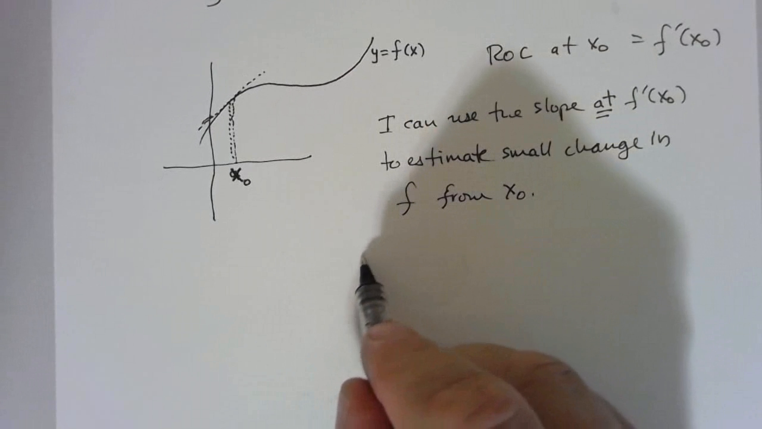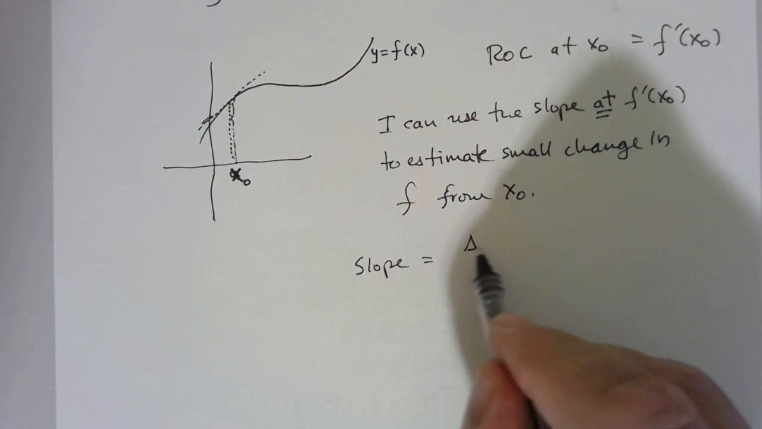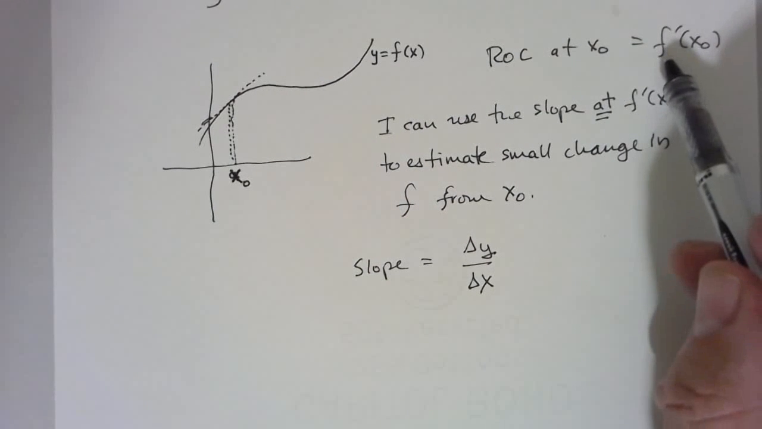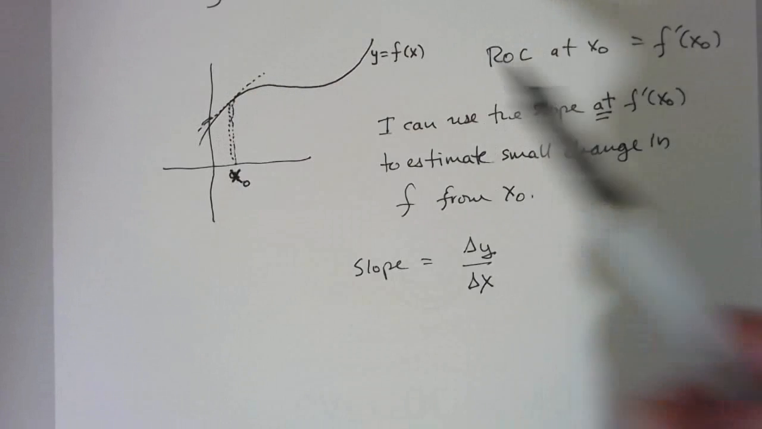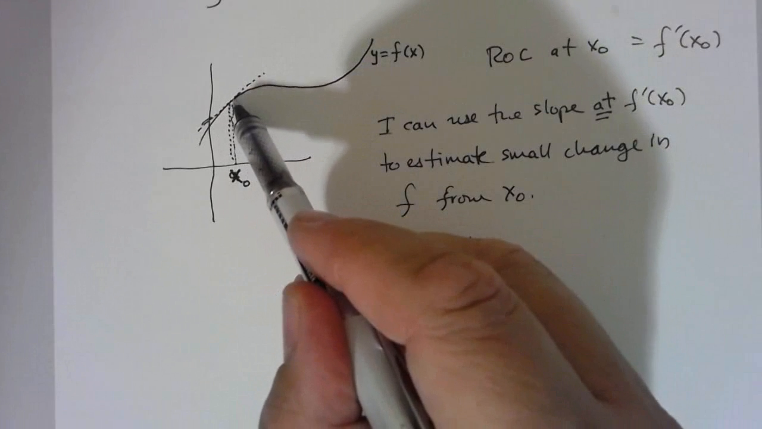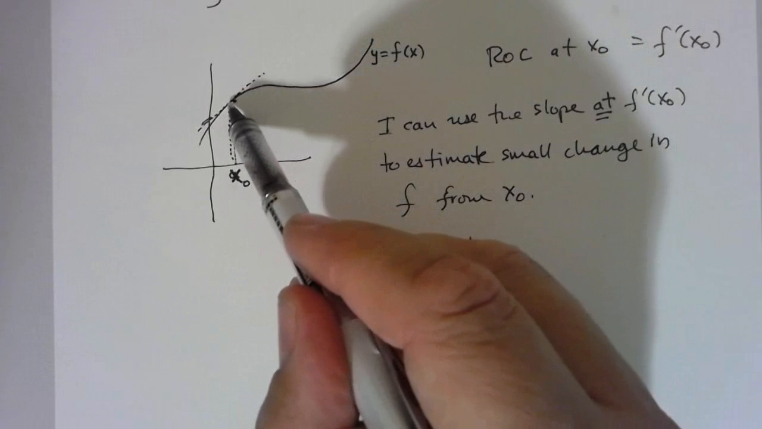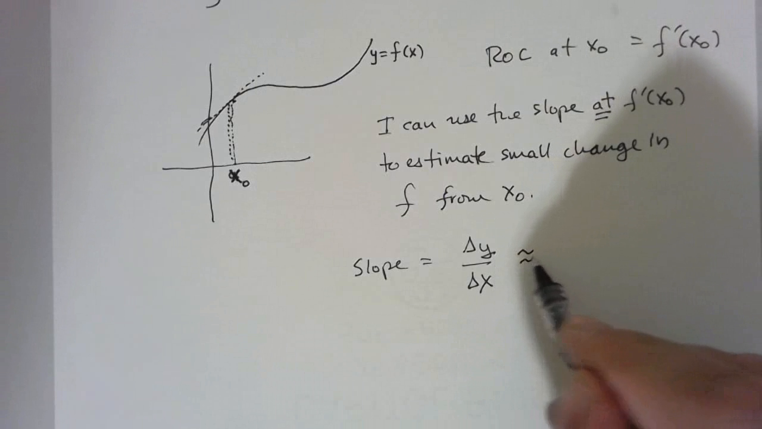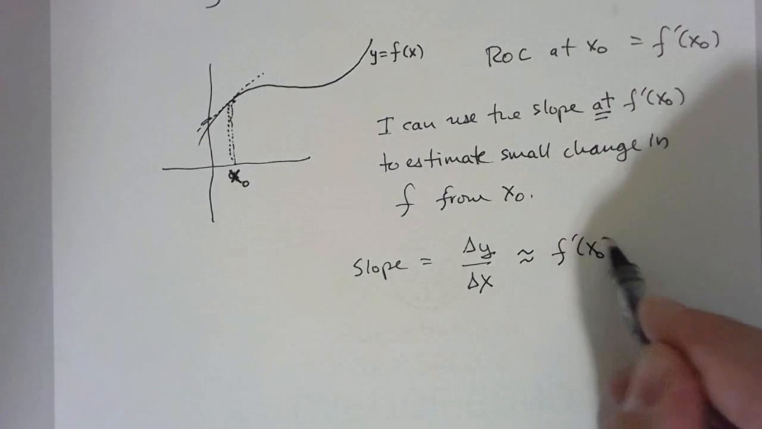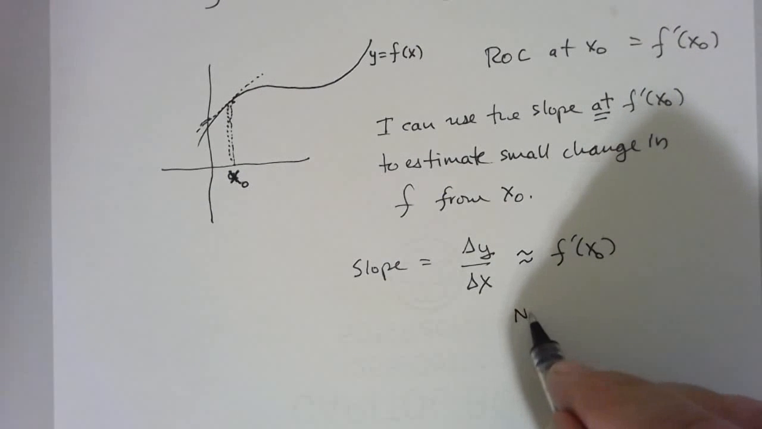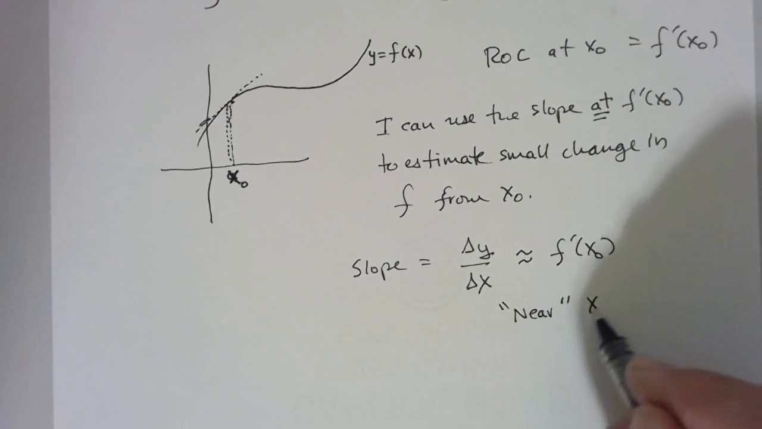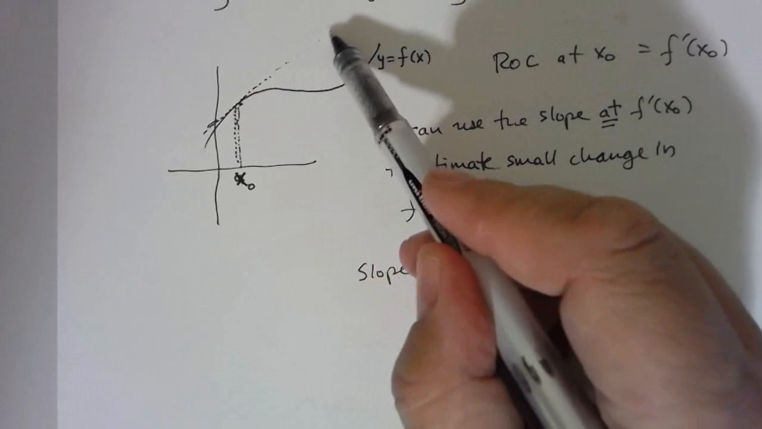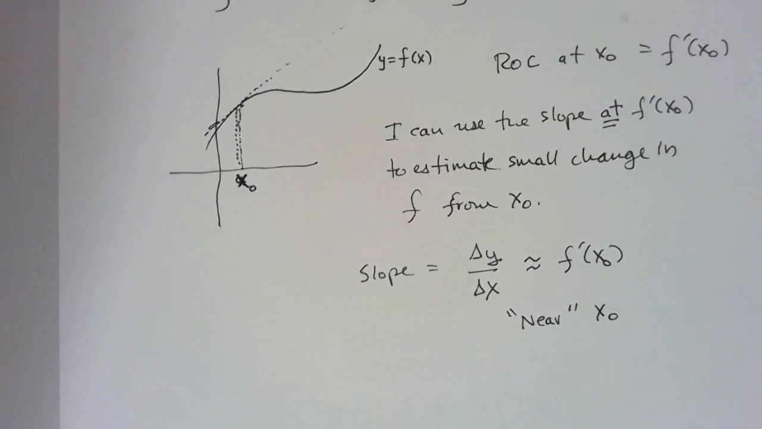Remember that slope is change in y over change in x. And the derivative is telling me the slope at this point, and is a good approximation to the function as long as you stay near this point. The tangent line and the function will remain very close. So I could say this is approximately equal to f prime of x naught as long as I stay near x sub 0. If I move far away, if I go from here to say here, the tangent line slope is no longer following the curve at all. It's going way, way far off.